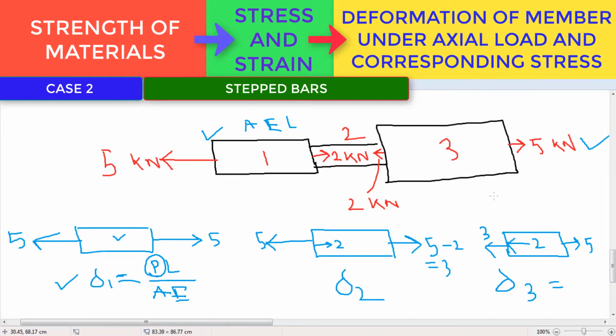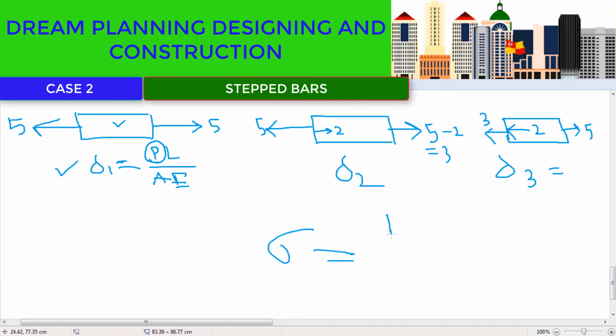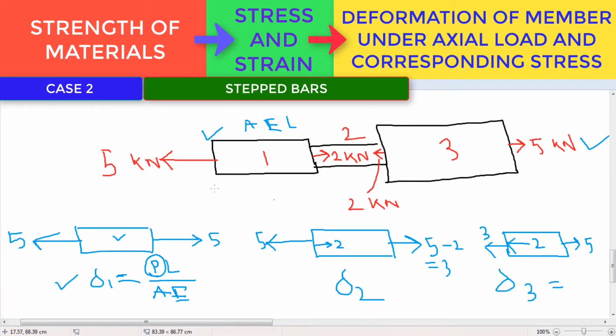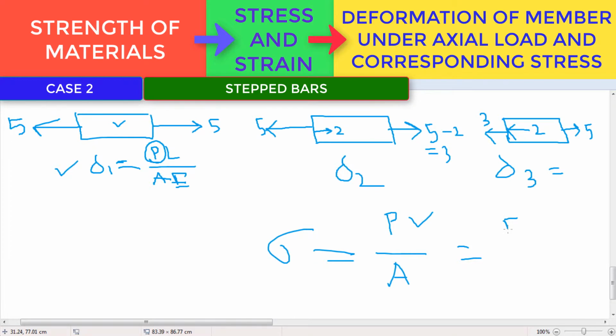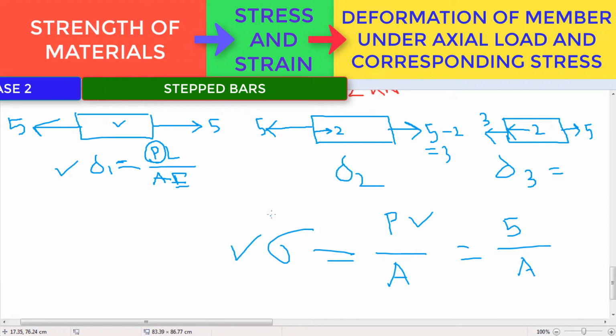And stress, how can we determine stress? Stress equals force by area. We know that sigma equals P by A. So we determine each member's force. From this member force, suppose in the first member there is a force of 5, and if the area is given, then we can easily determine the stress. So that is the second case.